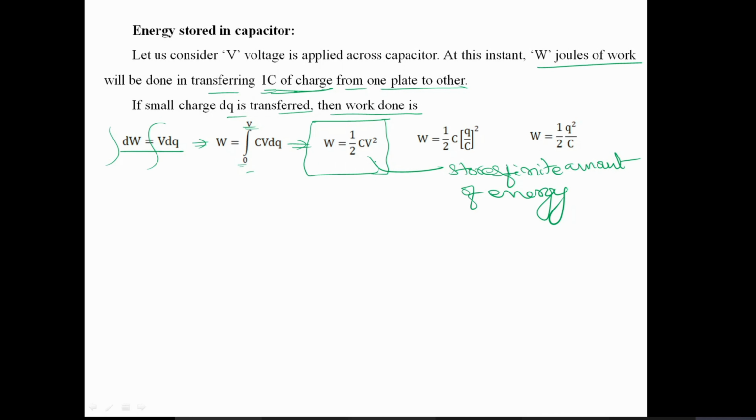And in place of V, also you can write V is equal to Q by C, right? We have the formula Q is equal to CV, and from that V is equal to Q by C. Then if you substitute this V is equal to Q by C in this equation, you will get W is equal to half Q square by C. So this is in terms of charge, and this is in terms of the applied voltage. These two formulae represent the energy stored in a capacitor.